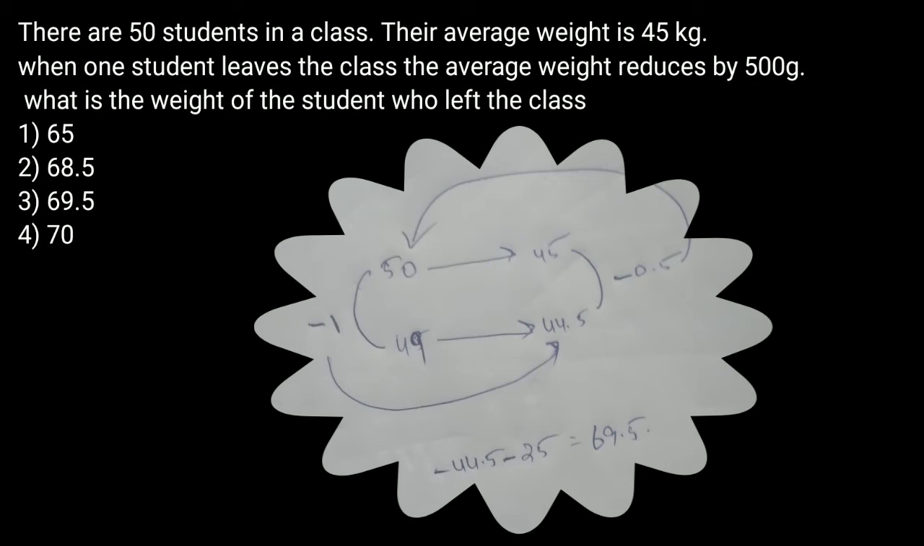The left hand side difference is minus 1 and the right hand side difference is minus 0.5. Here 500 grams means 0.5 kg. Now multiply the left hand side difference with the right hand side bottom number, and the right hand side difference with the left hand side top number. Now the answer is minus 1 into 44.5 minus 0.5 into 50, equal to 69.5. Here ignore the negative sign. Now the weight of the student who left the class is 69.5 kg.